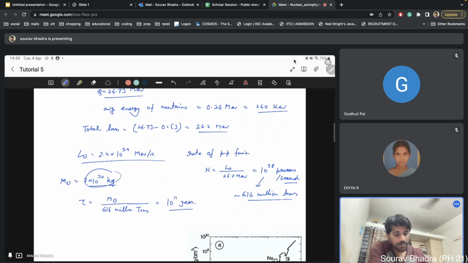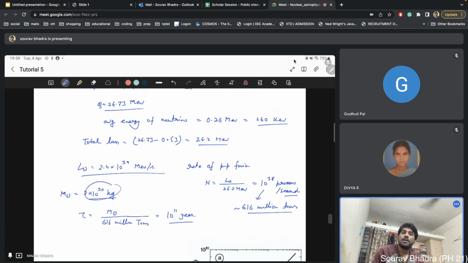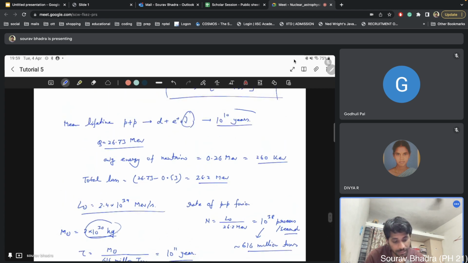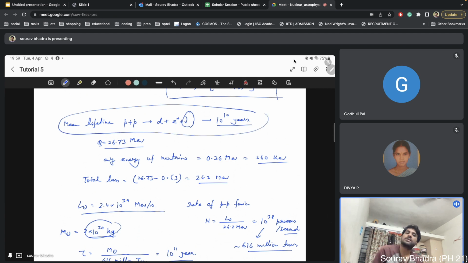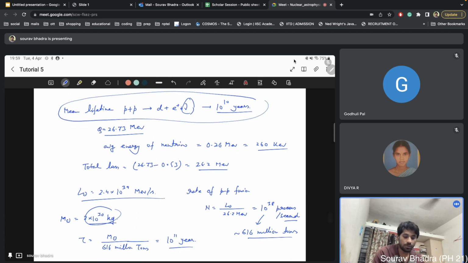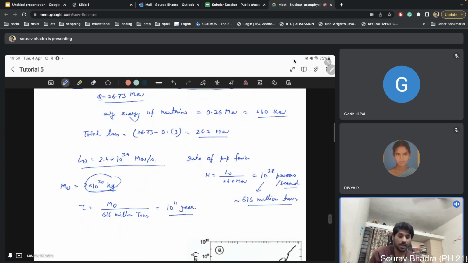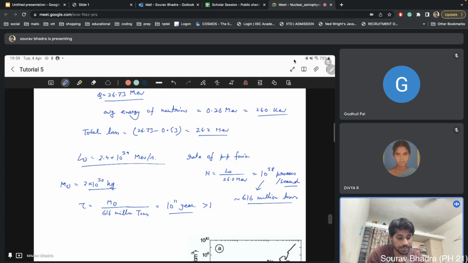But this 10 to the power 11 years is very high, because we have already seen that the mean lifetime of the proton-proton reaction is 10 to the power 10 years. If we consider that the total mass of the sun is hydrogen and that burning is happening, then we get an age of 10 to the power 11 years, which is greater than 10 to the power 10 years. So it is not consistent, because the reaction lifetime is the lifetime of the star. So there is some issue in understanding.